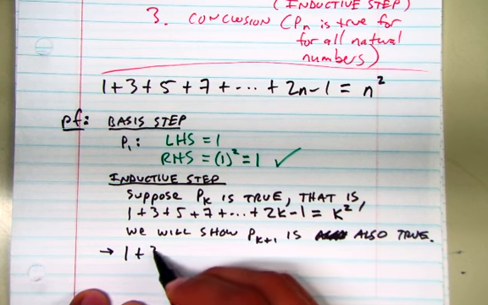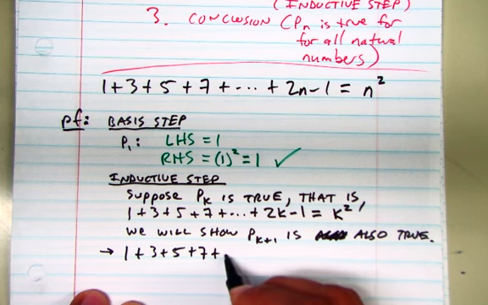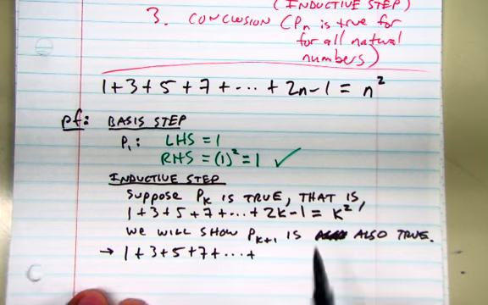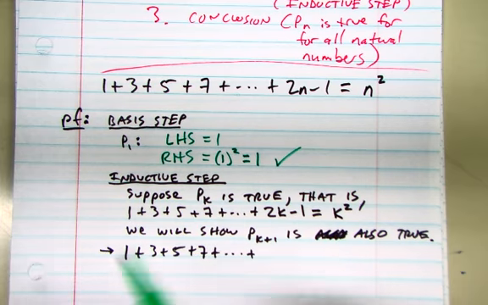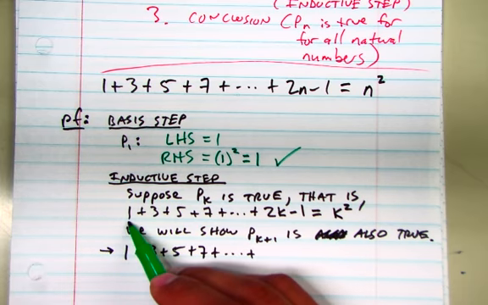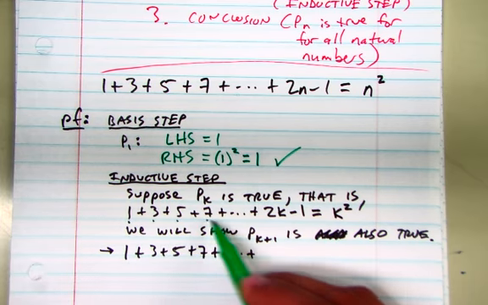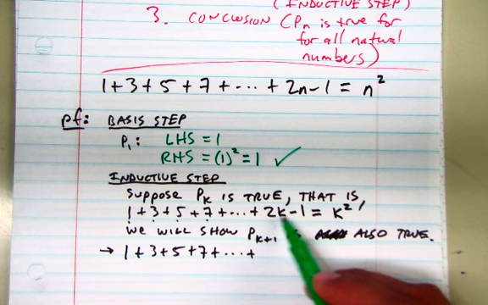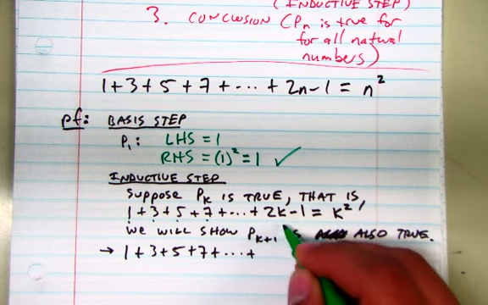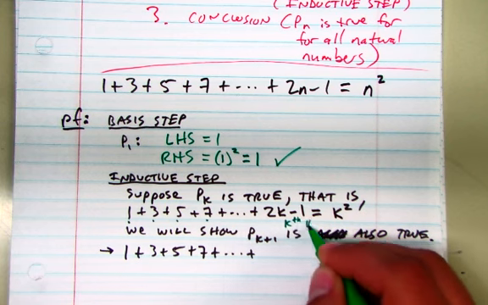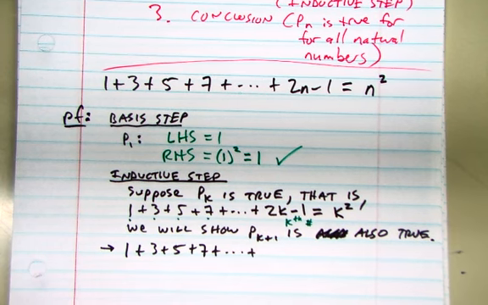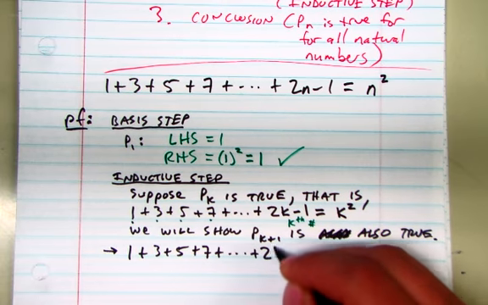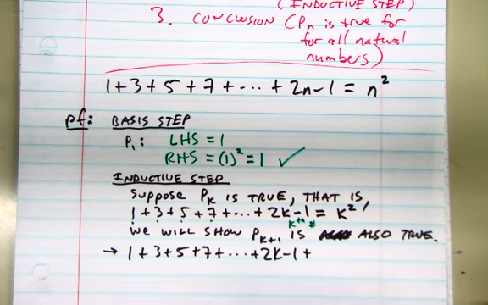1 plus 3 plus 5 plus 7 plus and so on. Just so we're sure that everybody's on the same page, this is the first number, second number, third number, fourth number. What's this number right here? Which in this case is the kth number. Okay? So we're going to go all the way to 2k minus 1.